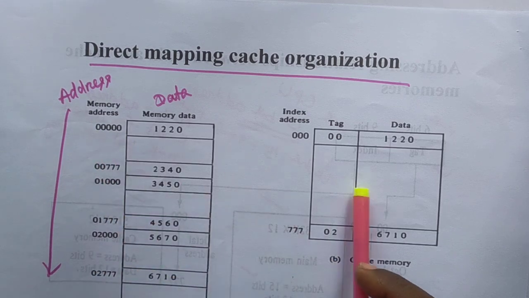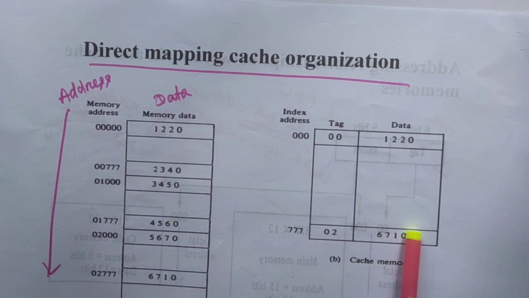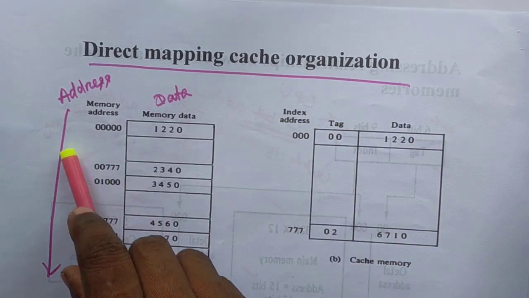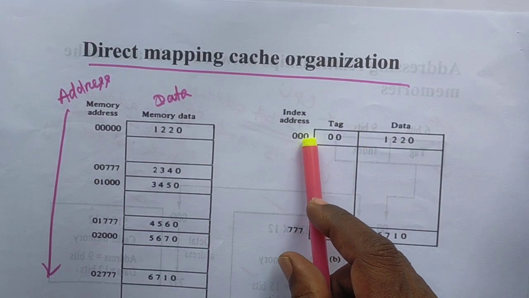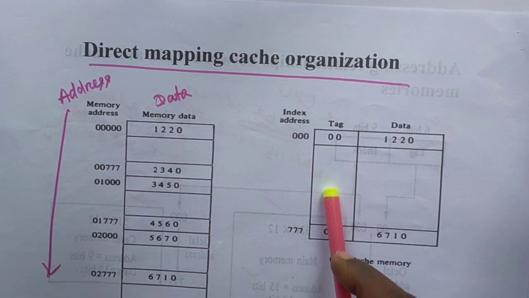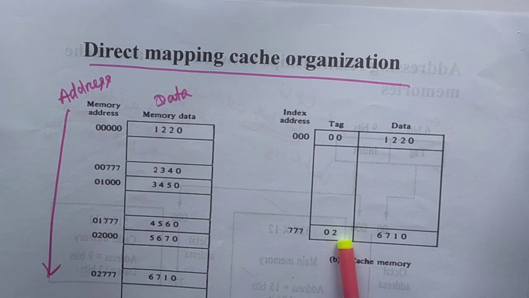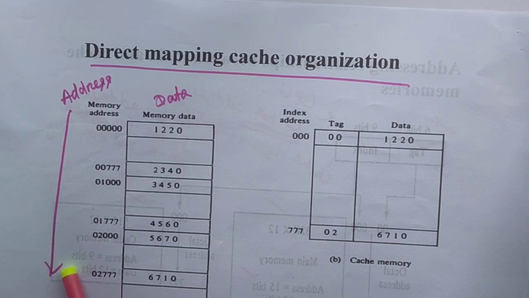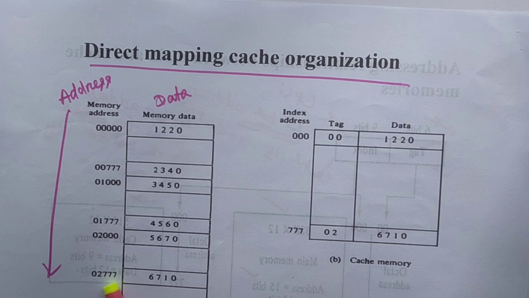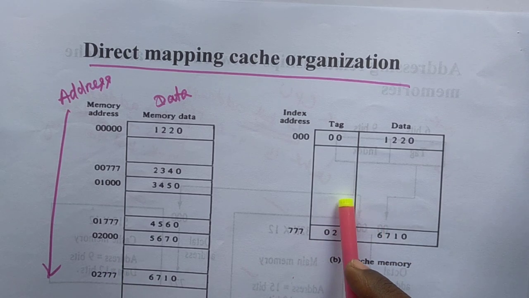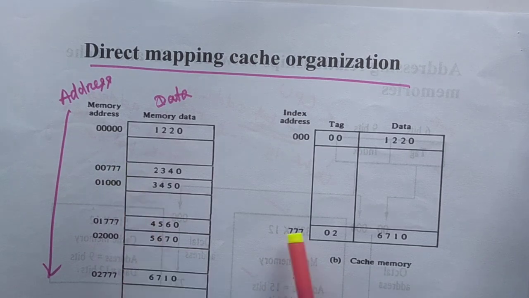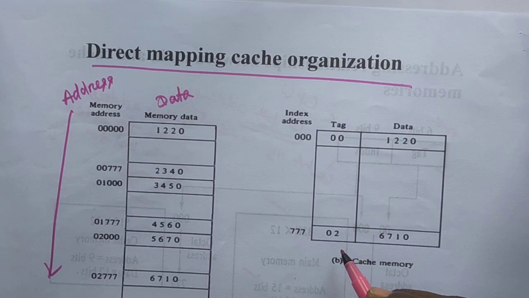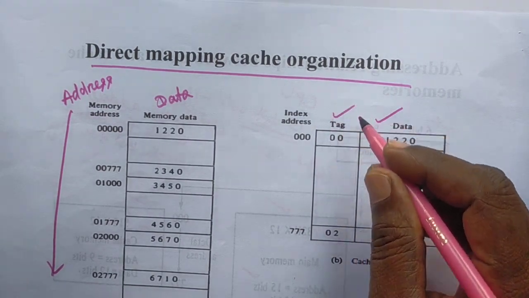But in the cache memory, it is defined differently, separately. You see the tag is 00 and the index is also 00, and the combination of tag and index makes the memory address, 0000. Similarly, in the last part of the cache memory, the tag is 02 and the index is 777. The first part is the tag, the other part is the index. Once this tag is compared with the CPU's, they find the corresponding data. This data we can find out. It is defined in a very simple way.